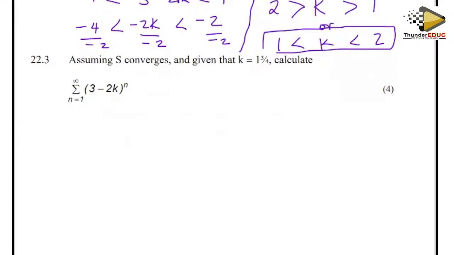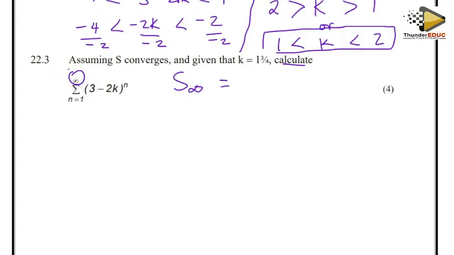Then 22.3, they're telling us that we are assuming that S is converging, which is correct. And we are given that k is 1 and 3/4. Can we calculate this thing? They are technically giving us the value of k. But what do they want based on what we are given? They are indirectly asking for the sum to infinity, since we're starting with 1 and ending with the infinity symbol.